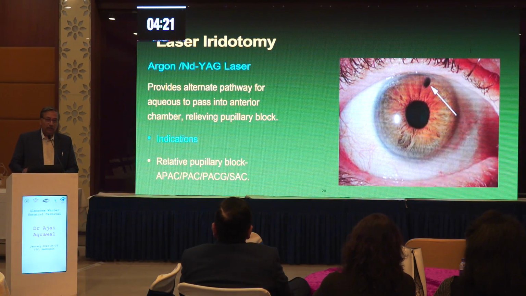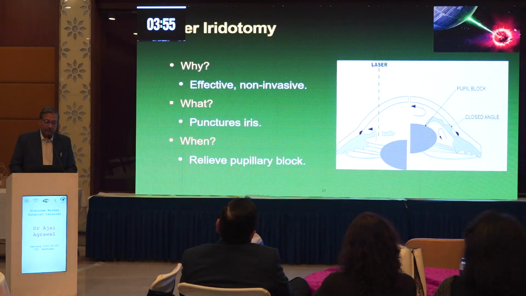Now, laser iridotomy is one procedure which is very commonly done and perhaps the most common among all these. What it does is it gives you an alternate pathway for the aqueous to pass into the anterior chamber and relieves your pupillary block. Therefore, the indication is relative pupillary block in any condition. It could be acute, it could be your PAC, PACG or SAC.